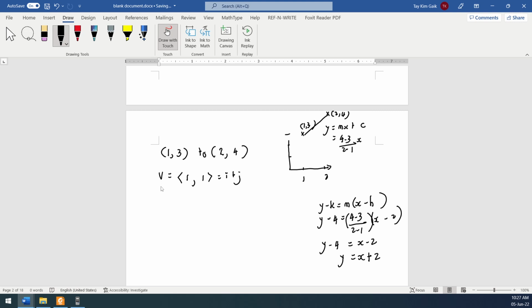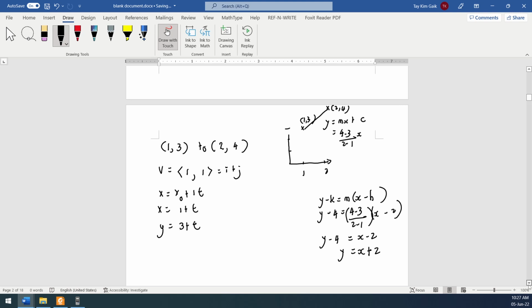Then the parametric equation for x takes x naught plus how many times of i? 1 time of i, so 1 times t. The starting point of x is 1, so x is 1 plus t. For y, the starting point of y is 3, plus 1 time of j, so 1t. So this is a parametric equation using the vector form. Because this technique, you can expand it to 3D space, meaning the coordinates in 3D space. In this case, x is equal to 1 plus t, y equals 3 plus t.